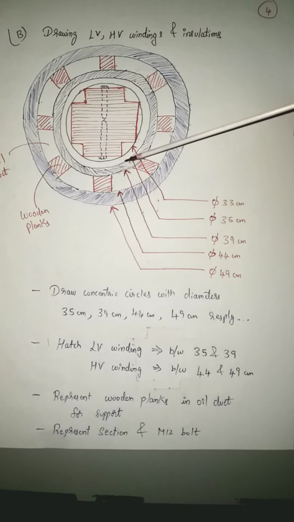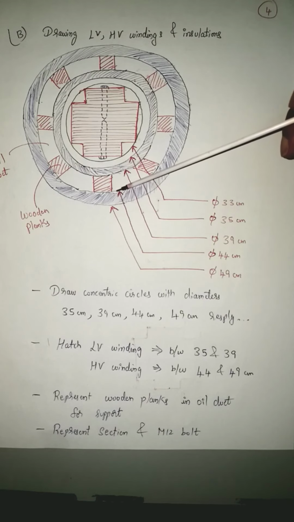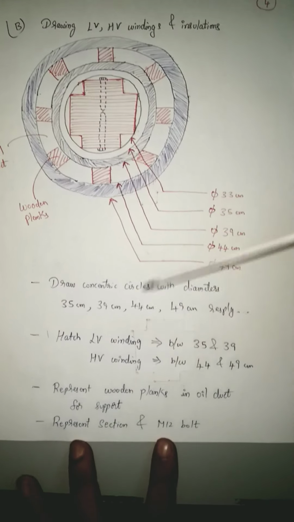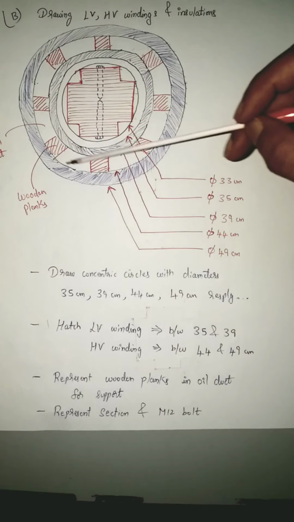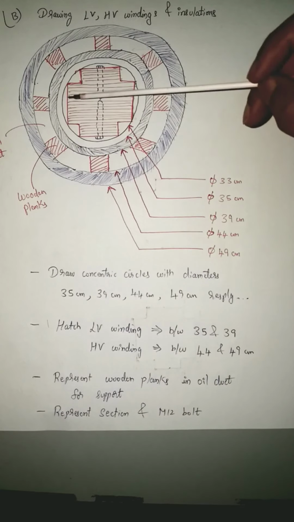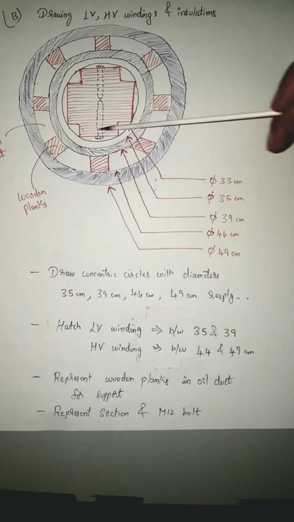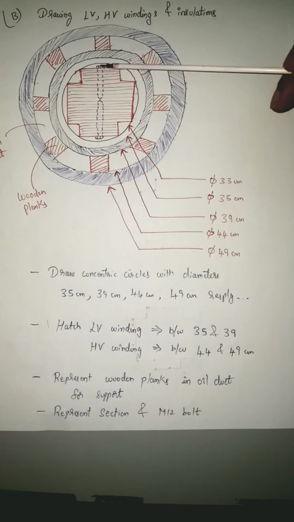Then the inner diameter of LV and outer diameter of LV are 35 and 39. Whatever ring comes in between, hatch it. Then whatever comes between 44 and 49 is your HV winding. Hatch them. Use cross hatch patterns here for LV and HV. This finishes the second step. Third step is, in between the LV and HV, where there is an insulation, represent wooden planks. Last step is to represent the section of the core. Just draw horizontal lines in parallel. Then finally represent the M12 bolt from either side of the lamination.